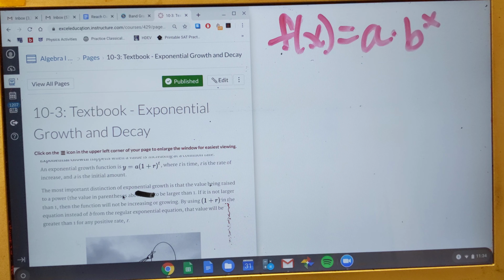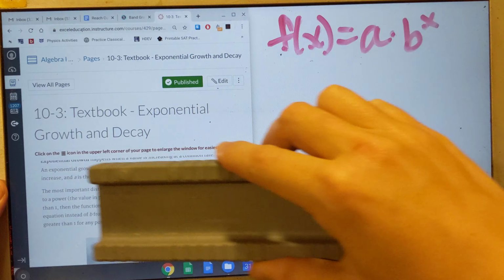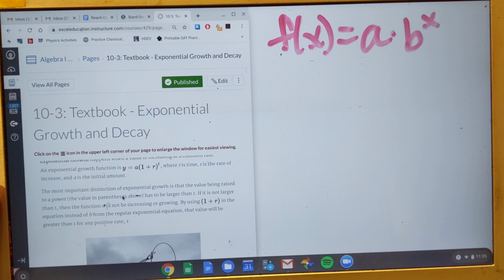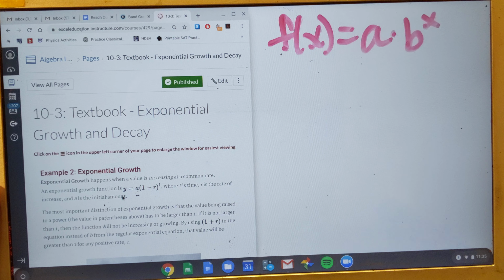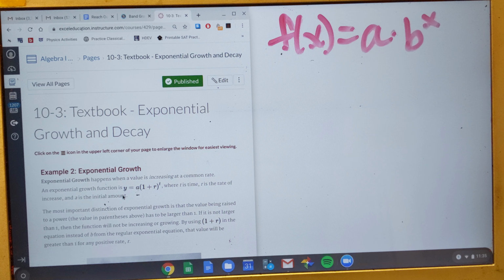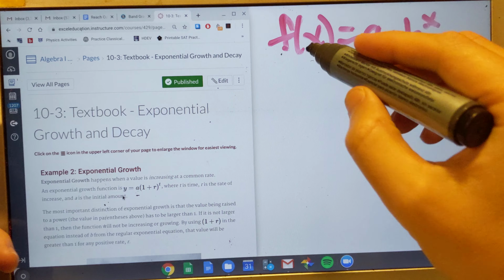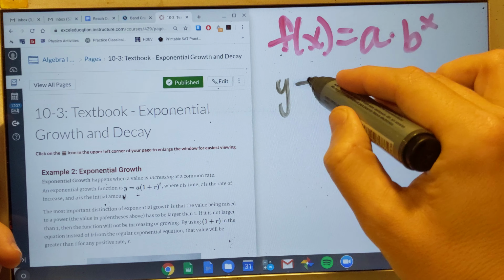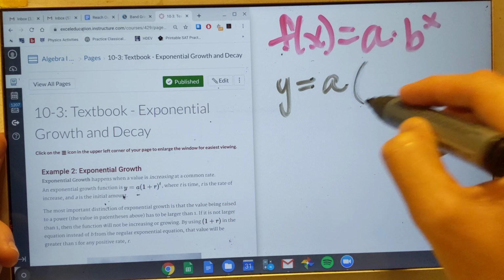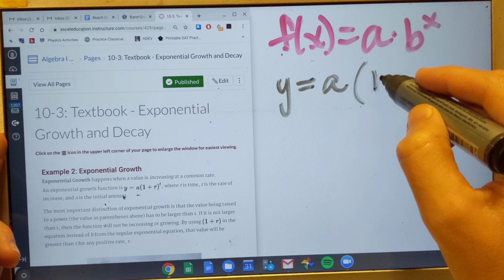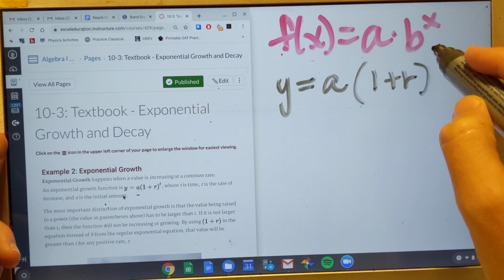Okay, example 2, exponential growth. Let's write things out. Now, just like they said before, we're going to be writing things out with particular equations. So now they're giving us a nice equation for exponential growth. And this is going to show now a rate of growth. So this makes sense, kind of, right? Let's write this out. So it gives you a function like you're used to seeing. So y equals some a, some starting point, times 1 plus some rate to the t.